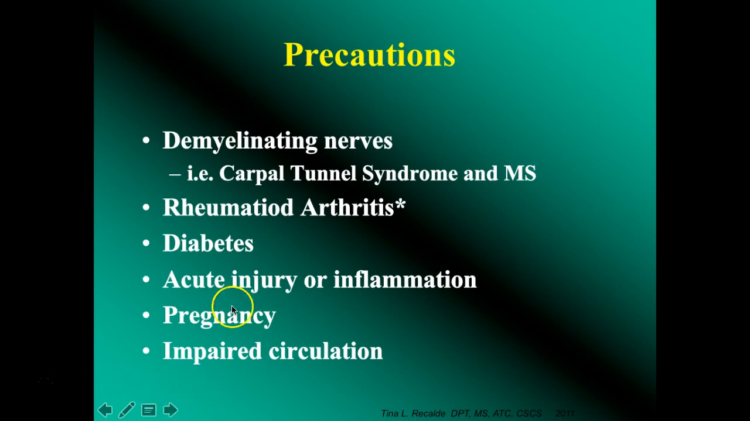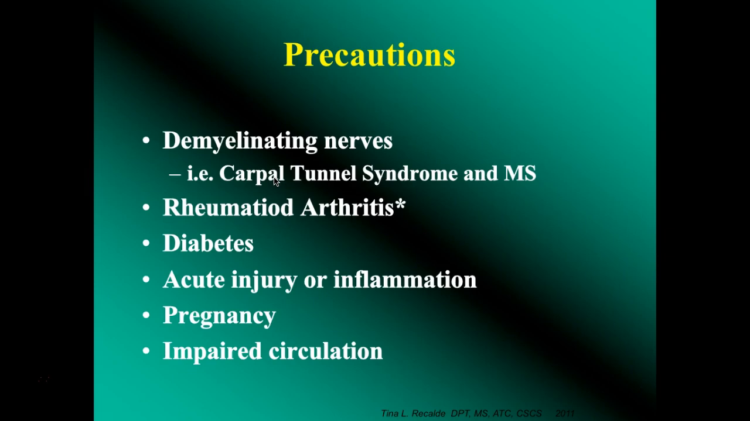Precautions would be a demyelinating nerve, and that would be like carpal tunnel syndrome or multiple sclerosis. Really important with those nerves in the beginning, we really do not want that increased nerve conduction. That's just going to increase inflammation in that area. So it's really important to understand that and to know the healing phases again, in the different structures.